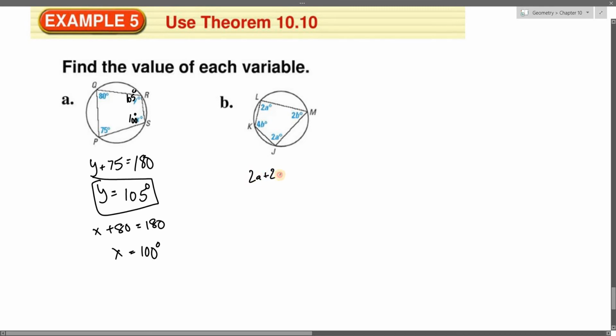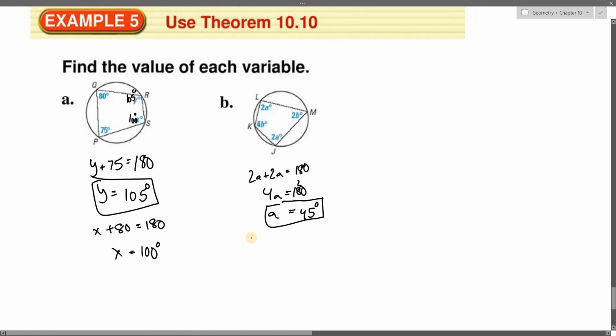2a plus 2a equals 180. Okay, so that gives us 4a equals 180. Okay, and then a is equal to, 4 goes into 18 4 times with 2 left over, 4 goes into 20 5 times, and so that should be a 45-degree mark. Now it says find the value of each variable. It doesn't say find the value of each angle. If it asked us to, that means that if this is 45, then both of those are 90-degree angles. Okay, that's all it's saying.